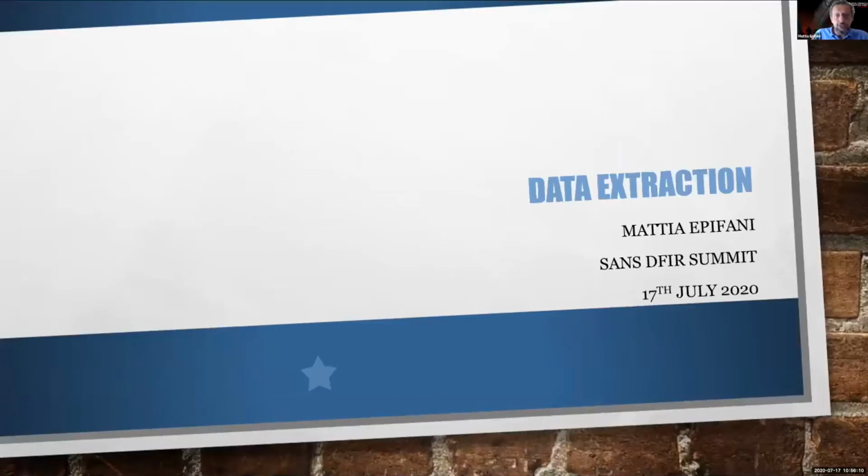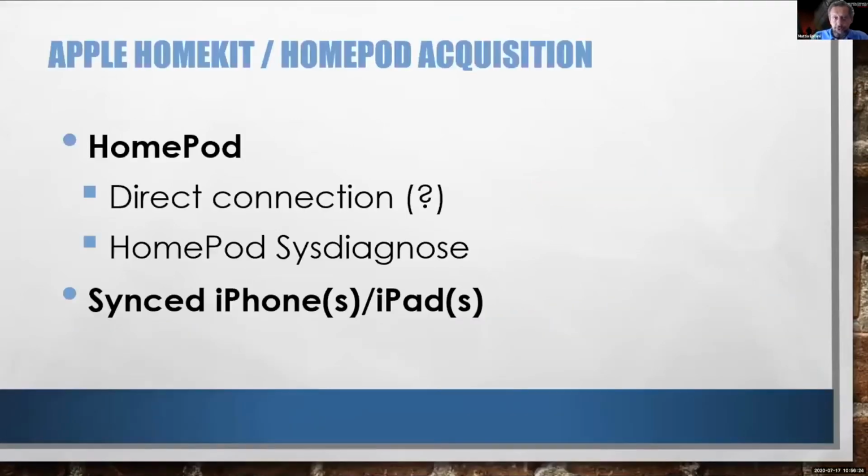Then the second step, once you have identified the device, is to try to extract data from these kinds of devices. And to extract data, I'm going to discuss both the HomePod and the iPhone. The HomePod is the most complicated kind of device in terms of extracting data compared to the iPhone. It's quite complicated and not easy.